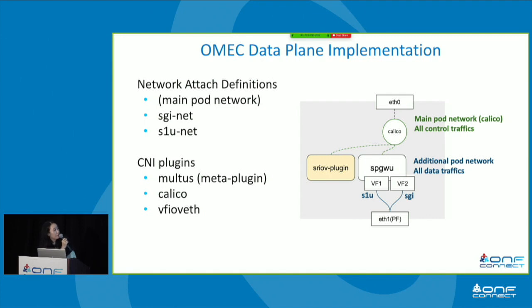You might wonder how Kubernetes schedules this special SPGW-U pod to a node that has enough VF resources. This is done by the SRIOV plugin. This plugin runs on every node and monitors the physical function that is configured, and it reports to Kubernetes how many SRIOV resources are available on this node. This way, Kubernetes can schedule the SPGW-U pod to a proper node.